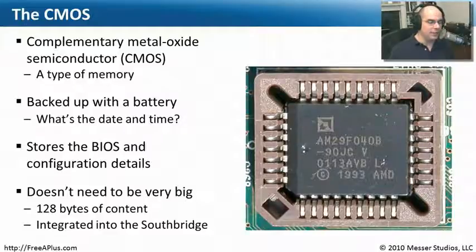Now, this amount of configuration detail, this memory that's there, doesn't have to be very big. It's not like we're storing a lot of information. We're telling our computer there's this kind of hard drive. We're telling our computer there's this much memory inside of it. This is the date. This is the time. And the BIOS really is there to allow us to configure that and store it for our CMOS configuration. So 128 bytes of content is really all we need.